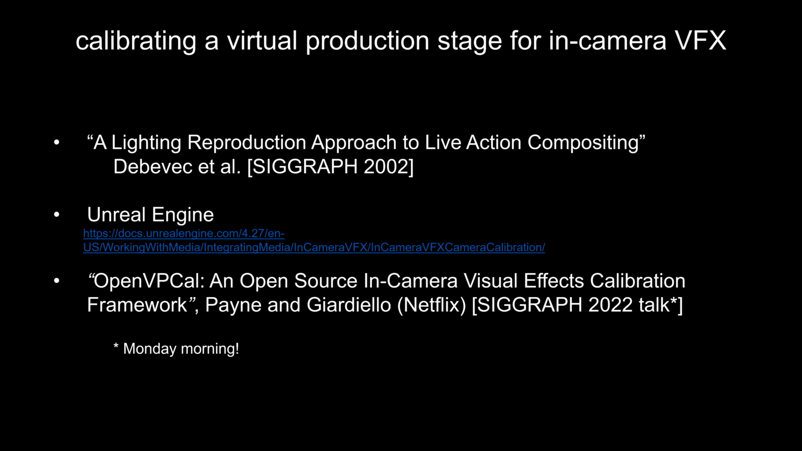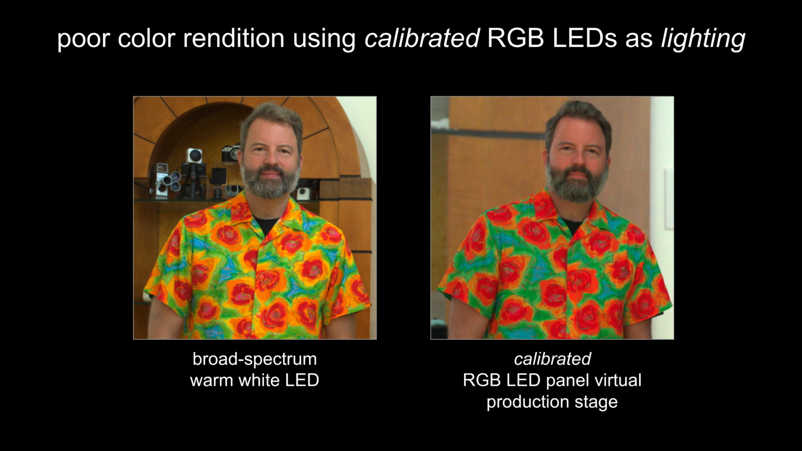Now, this is all fabulous and it works really well if your goal is to get great color rendition for your in-camera background. But again, what we've been talking about is using the panels as light sources. And so we'll move on to the next slide. And you can see that even if you properly perform all of that in-camera background color calibration, you're still going to get these color rendition errors like you can see for Paul's shirt.